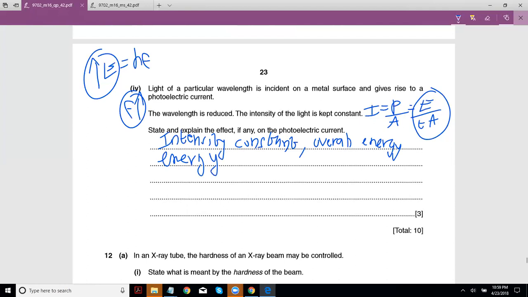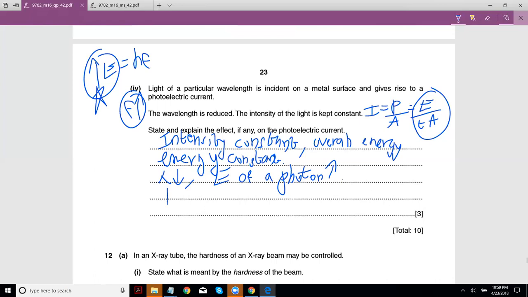So the overall energy is constant. However, since lambda has decreased, which is another way of saying frequency has increased, the energy E, which is the energy of a photon, has increased. So for the same overall energy, individual photons have more energy.